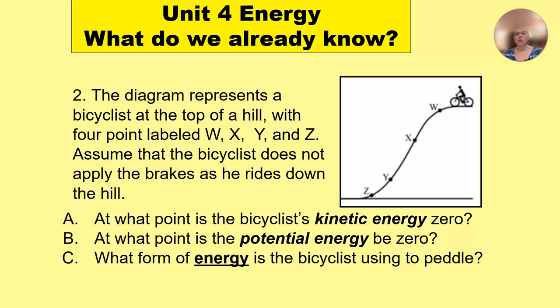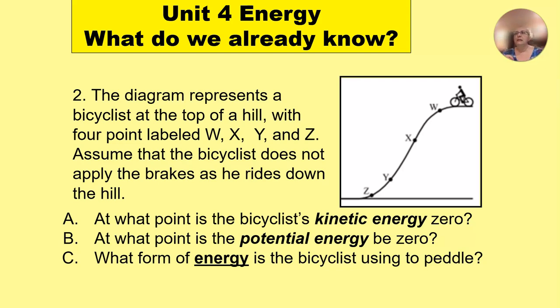So we have 4 points along the hill, and we want to make the assumption that as the cyclist goes down the hill, the bicyclist does not brake. So they are going to just coast down the hill. We have some questions here. If the bicyclist is just coasting down the hill, that means they're not pedaling, they're not actively adding anything to their speed. Imagine that instead of a bicyclist, they're just a ball rolling down the hill.